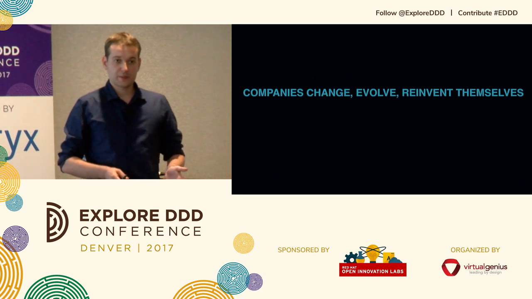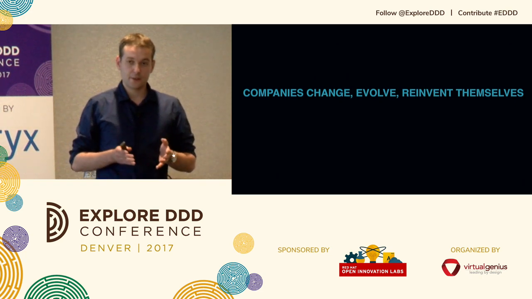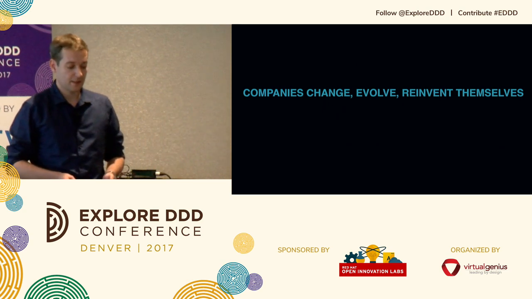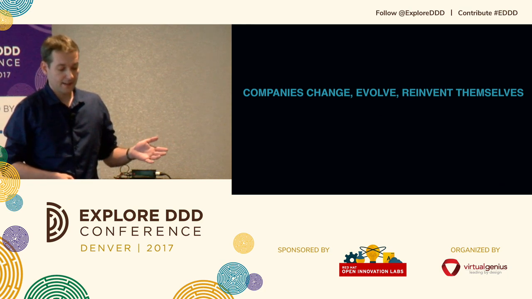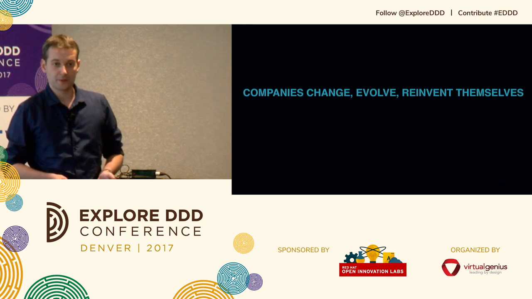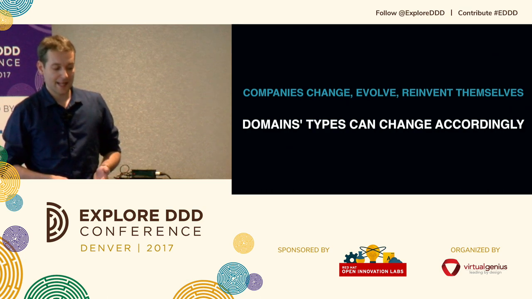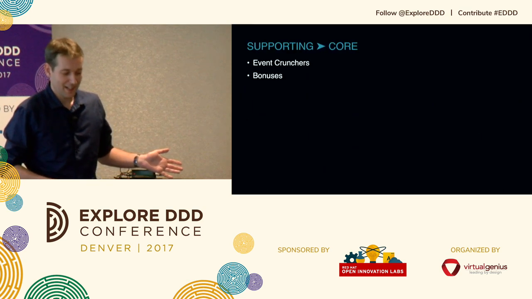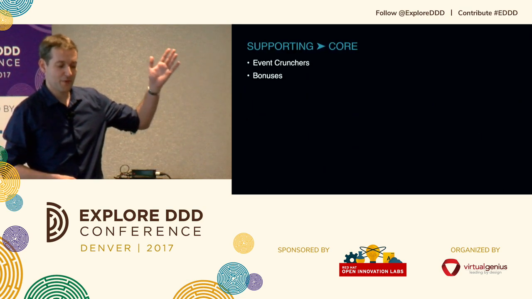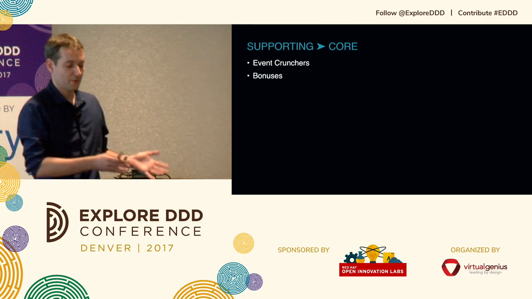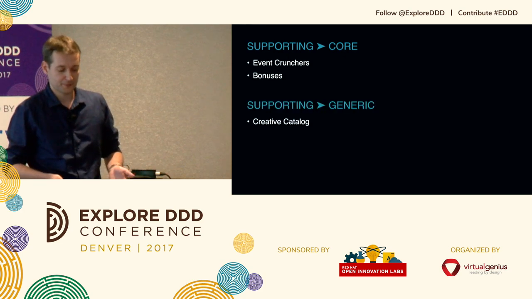Companies, and especially startups like ours, tend to change and reinvent themselves over time. Businesses evolve, new profit sources are evaluated, others neglected, and sometimes unexpected opportunities are discovered. As a result, the business domain's types change accordingly. And speaking of our company, I think I have experienced almost all possible changes in domain's types. Event crunchers and bonuses, both of them started as supporting domains, but once we discovered ways of making money out of these processes, they became core domains.